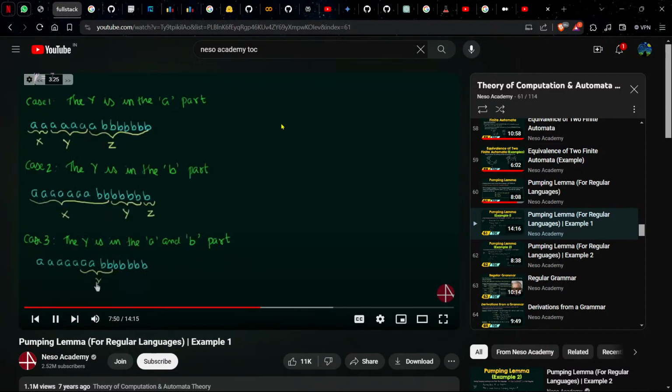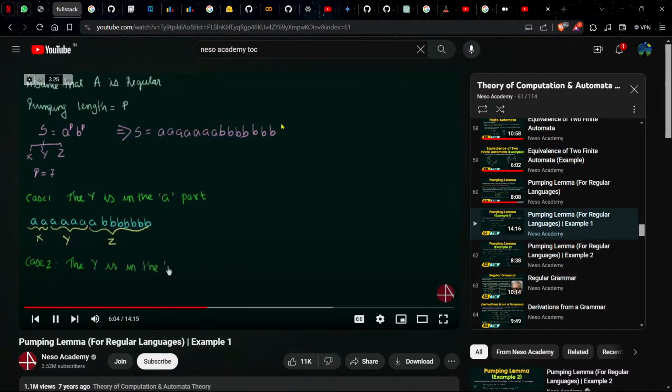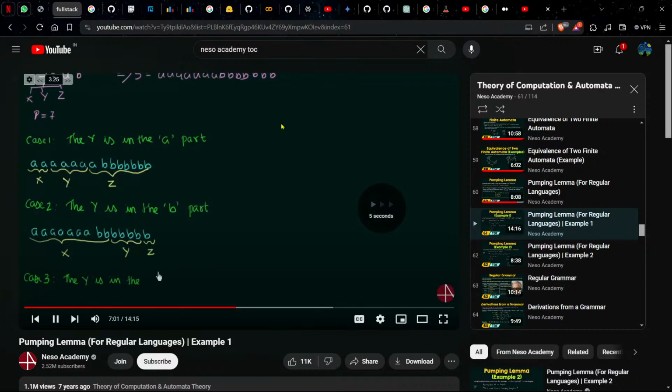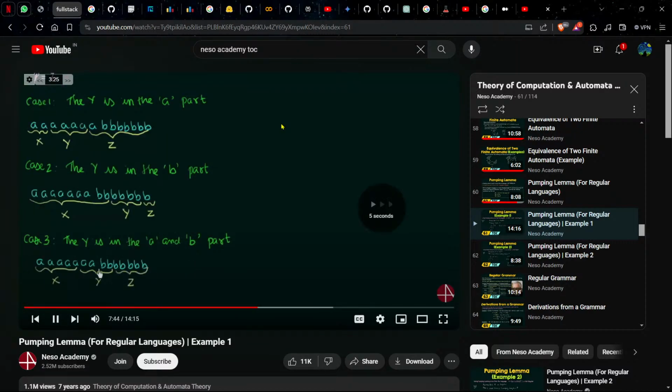For some x, y, the y is in the b part. Alright, so what do I mean by this? Let's say we have 1, 2, 3, 4, 5, 8. Now it says that the part is like this, 1, 3, 4, this both a and b, and we have to look at z.